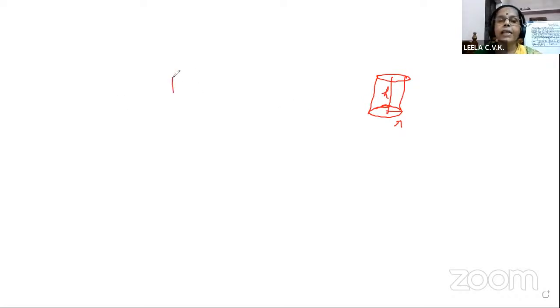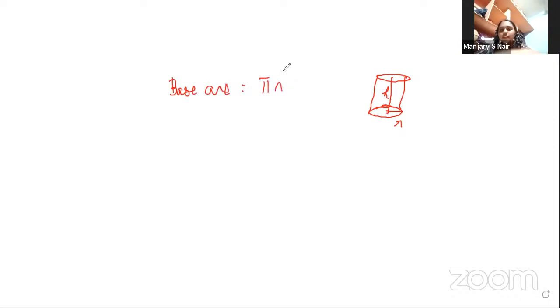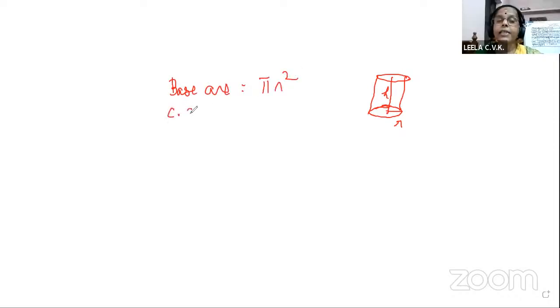So what about the base area? Everybody will be knowing that base area. Base area is what? Pi r square, isn't it? Pi r square, that you know. Now, see, instead of vertical surface area, I am writing curved surface area. It is curved. That's why CSA. Curved surface area we write.